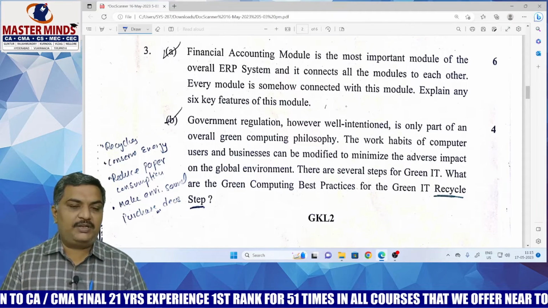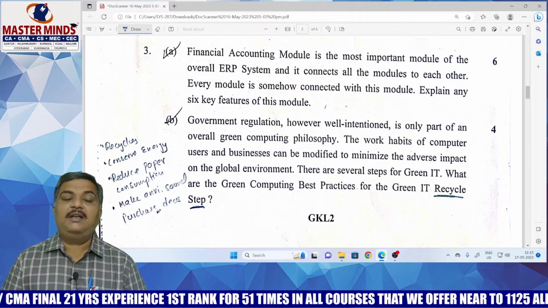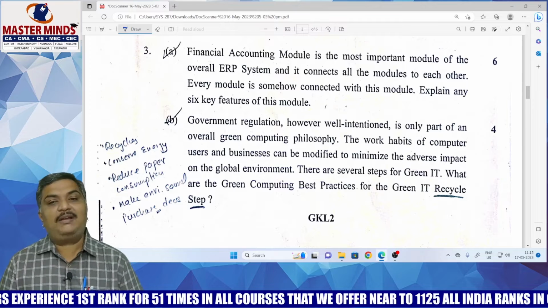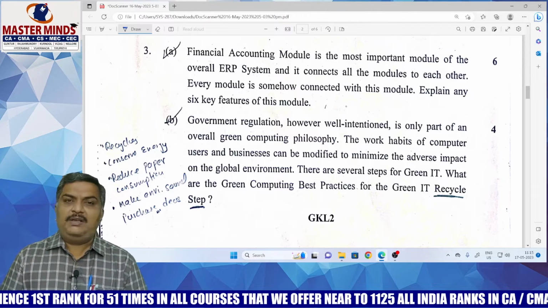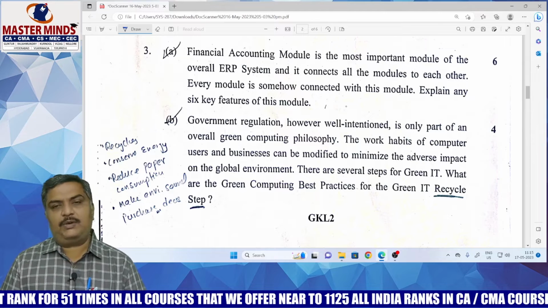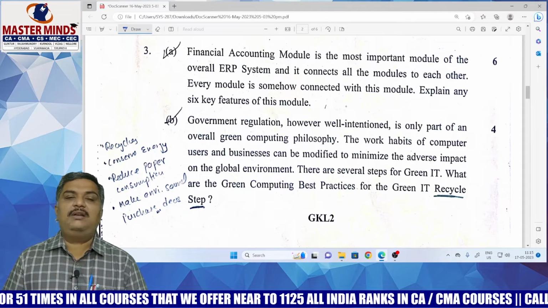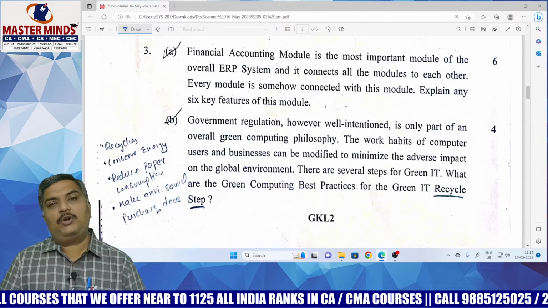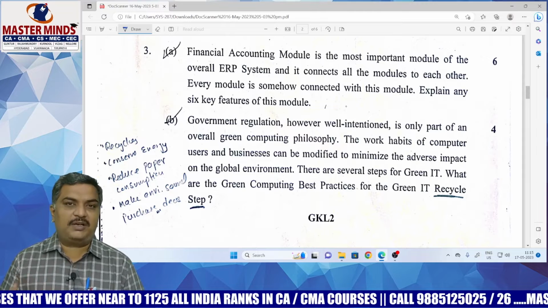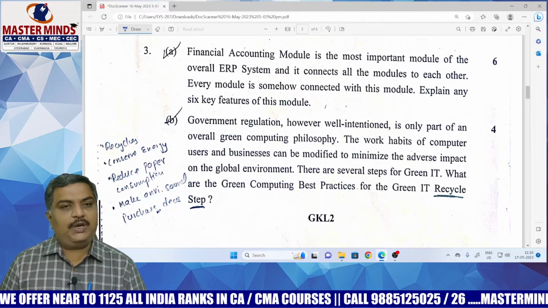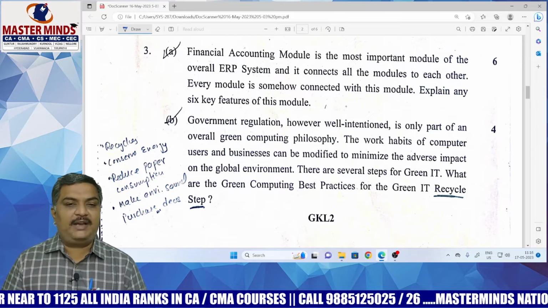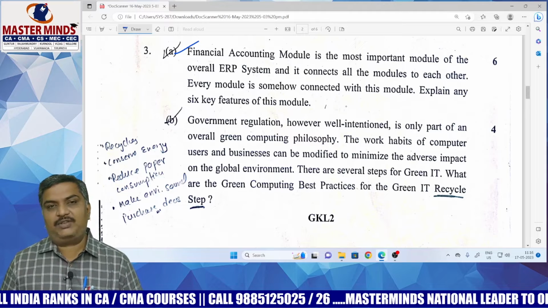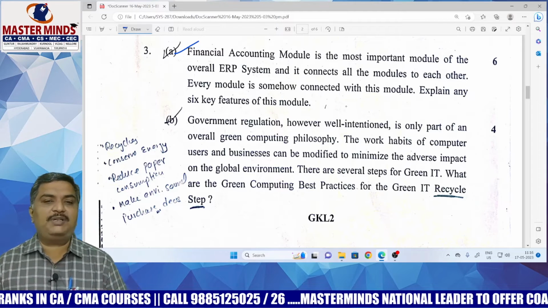Now coming to a very important question. This is an expected question and it appeared in the question paper. That is, financial accounting module is the most important module of the overall ERP system, and it connects all the modules to each other. See, generally in any information system or in any ERP system, financial accounting module will definitely be a very important module, because all other modules like materials management, sales and distribution, customer relationship management, controlling, every module will be connected with the financial and accounting module only. So definitely this is an expected question because of its importance in the information system.